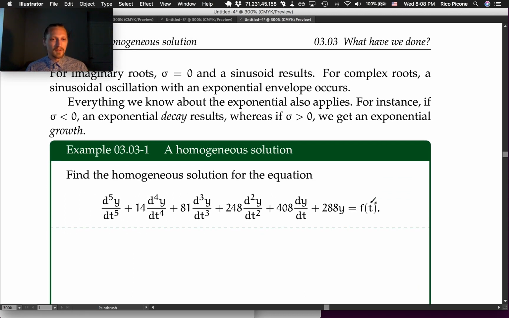So let's do an example. A homogeneous solution. Find the homogeneous solution for the equation with this fifth order equation. So fifth time derivative of y looks pretty intimidating. I made this problem, a fifth order problem, and guess what? There is going to be a repeated root in there. Just to show that even something that looks as complicated as this is really not too bad.